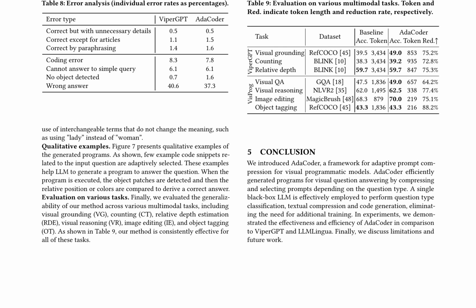The AdaCoder framework is designed for adaptive prompt compression in visual programmatic models, efficiently generating programs for visual question answering by compressing and selecting prompts based on question types. Experiments demonstrate the effectiveness and efficiency of AdaCoder, with consistently high performance across various multimodal tasks. Future work includes defining fine-grained QA types and improving LLM's understanding of API usage.